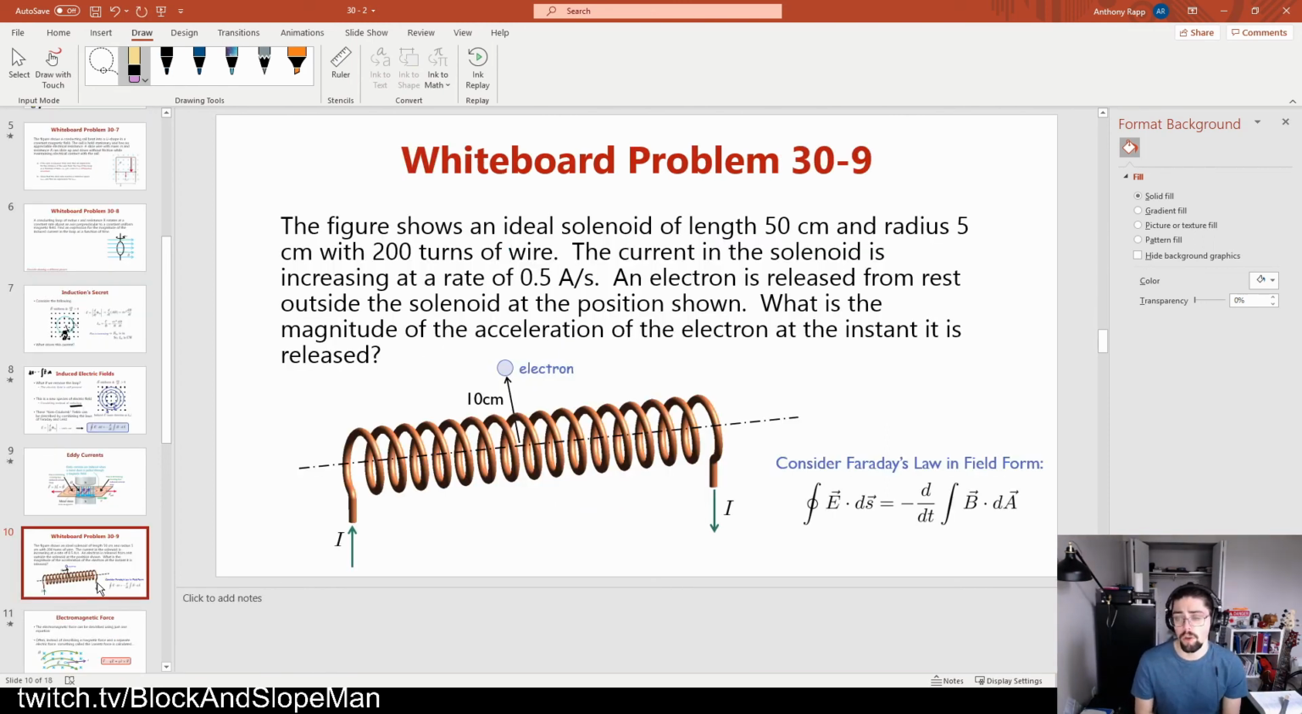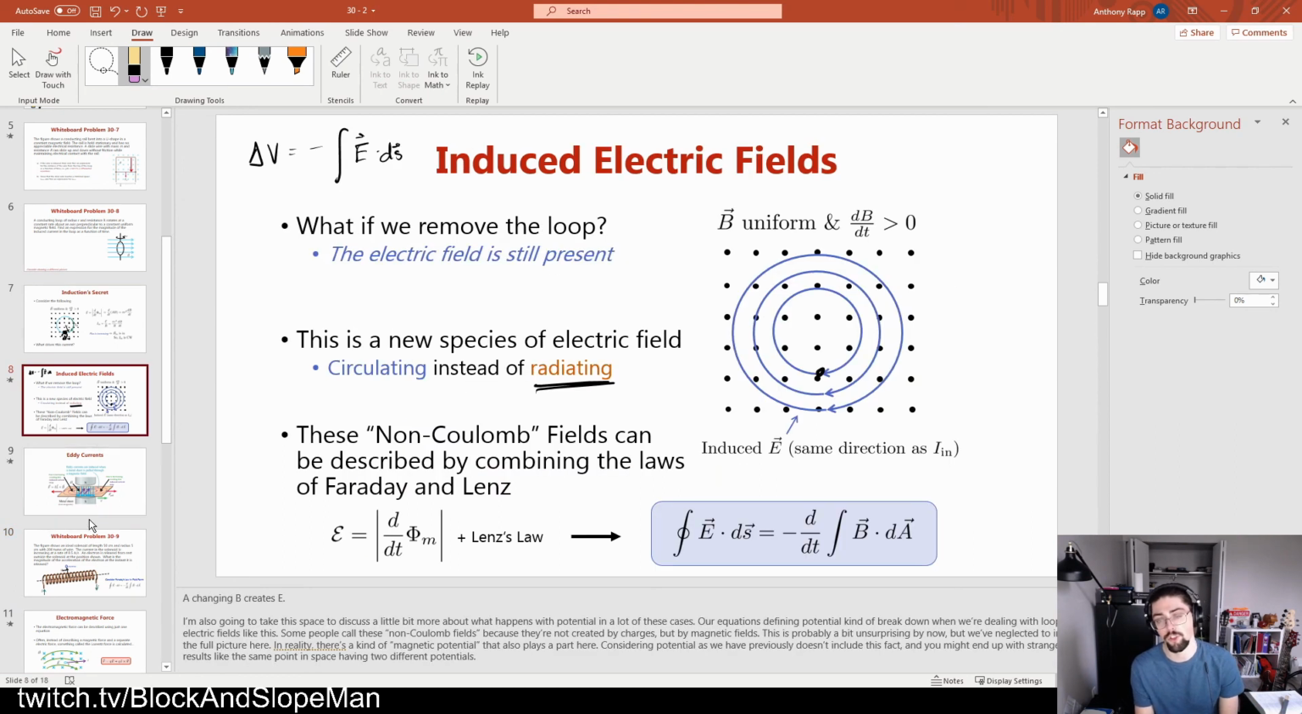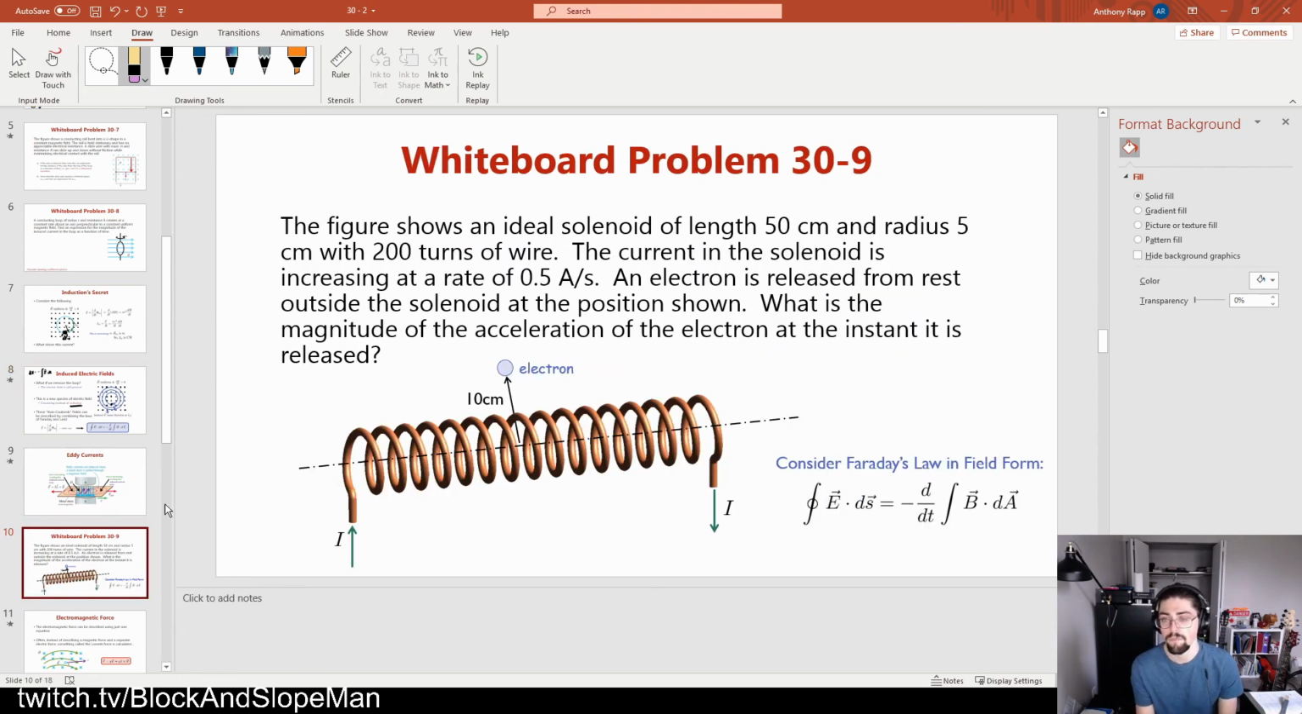All right, so I would like to start talking about 30-9. This is our last whiteboard problem of the course. We have been through so many at this point, but this is our very final one. So what we've got here is some sort of solenoid, and we are going to use what we just saw about induced electric fields from Faraday's law.